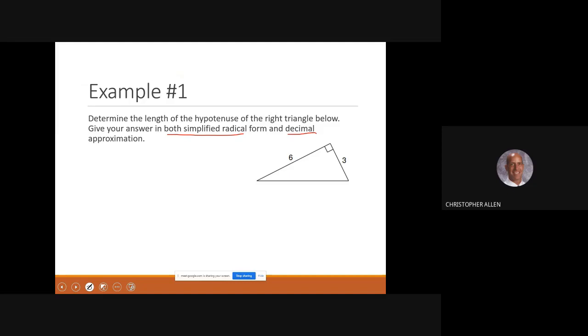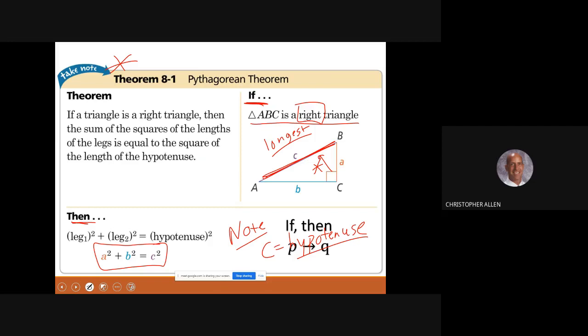First of all, is it a right triangle? Well, duh, yeah, of course it is. Right there, Mr. Hunt. It's a right triangle. So yes. And if it is a right triangle, guess what we can do? If it's a right triangle, then we can apply the Pythagorean theorem.